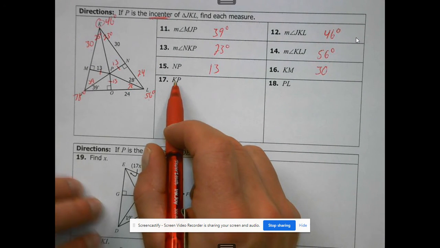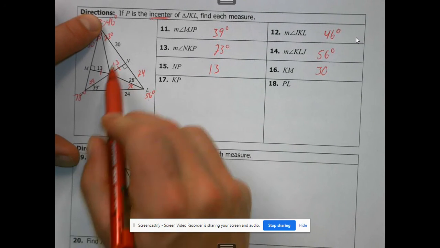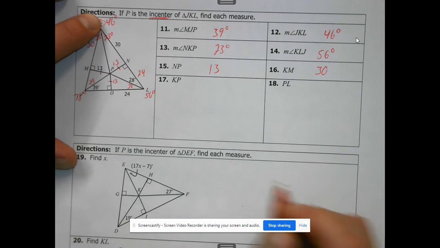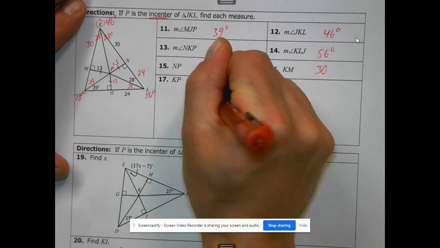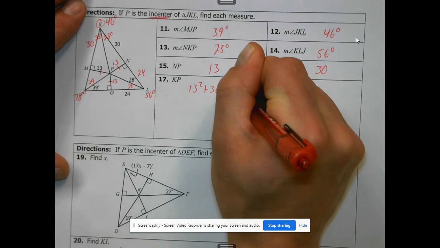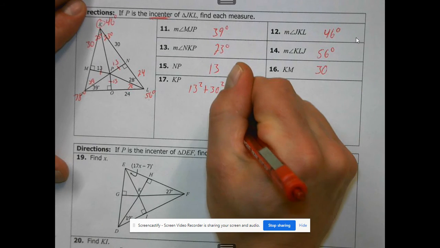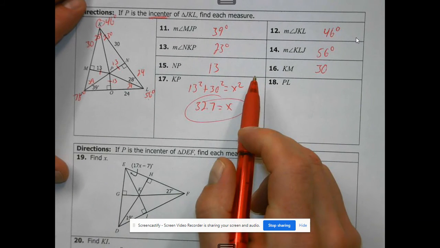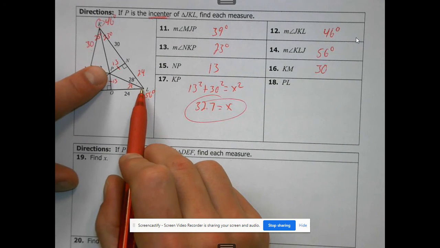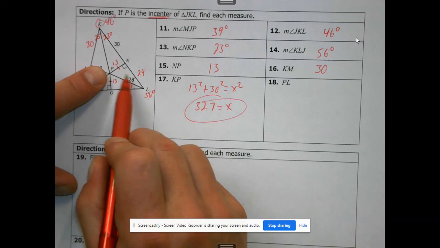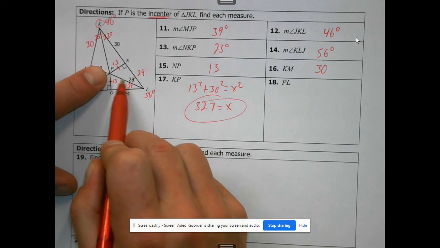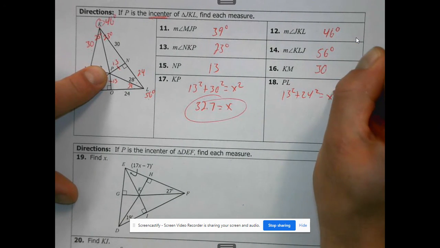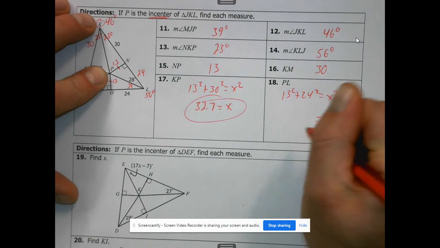KP. Pythagorean theorem. So how far is it from here to here, right? A squared plus B squared equals this piece, C squared. So set up and then I'll give you the answer. 13 squared plus 30 squared equals X squared, we'll call it. Solve it out. 32.7. P to L, this piece right here. Once again, Pythagorean theorem. A squared plus B squared equals C squared. So 13 squared plus 24 squared equals X squared. Solve it out. Comes out to be 27.3.